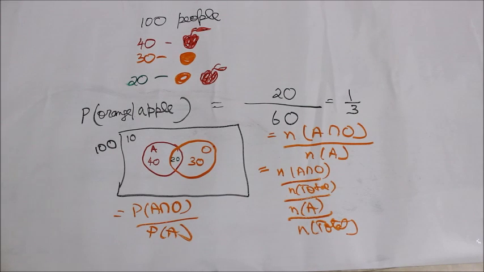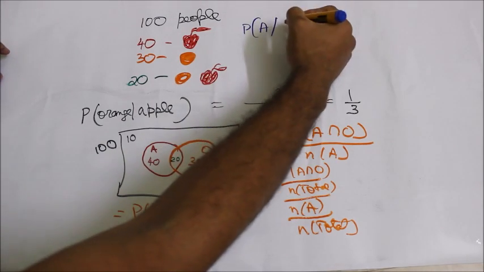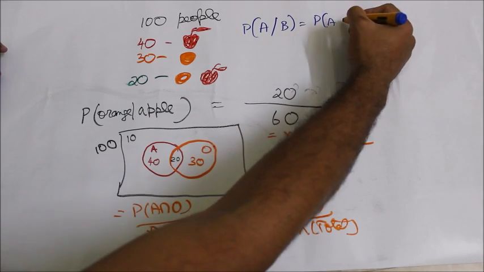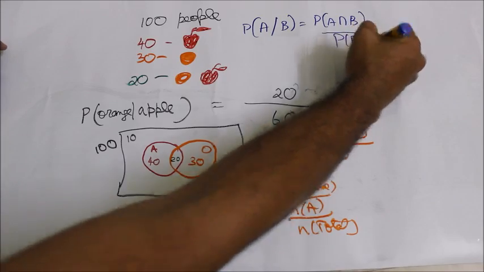And this essentially is the formula for conditional probability, which says the probability of any event A occurring given B has occurred is P of A intersection B divided by P of B.